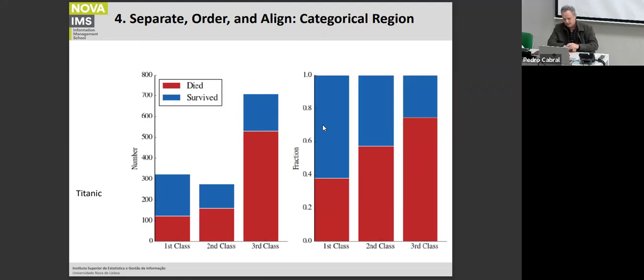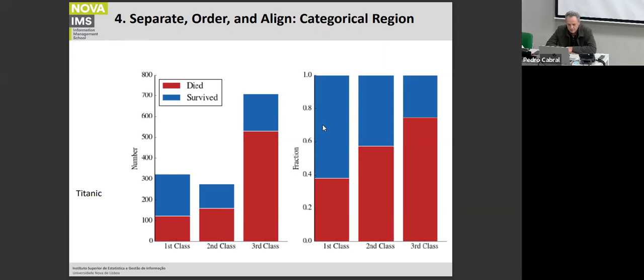Going back to the Titanic example, we have a stacked bar chart on the left showing the passengers that survived in blue and died in red, according to the class ticket, okay? So maybe not a good idea to go in third class. We have more people dying there, of course. They also have more people in the third class than in the first class, okay? So these are absolute numbers.